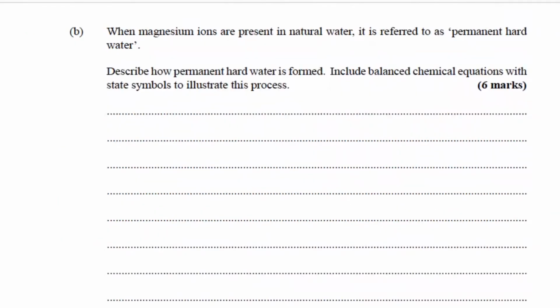Part B, for 6 marks, which will make up our 15 marks. When magnesium ions are present in natural water, it is referred to as permanent hard water. Describe how permanent hard water is formed. Include balanced chemical equations with state symbols to illustrate this process.